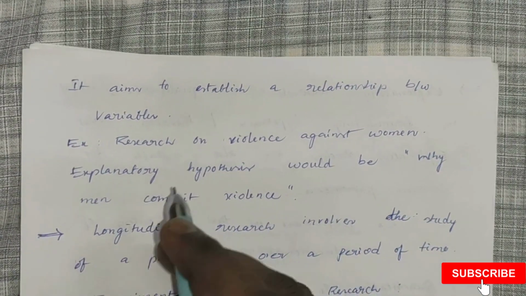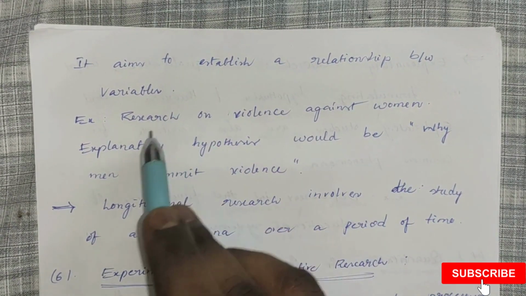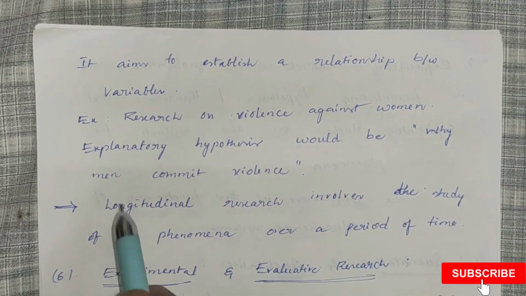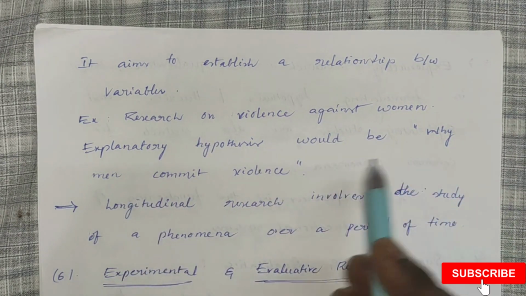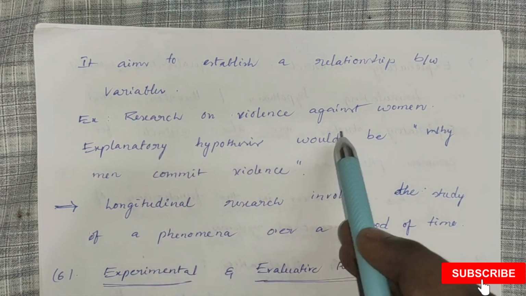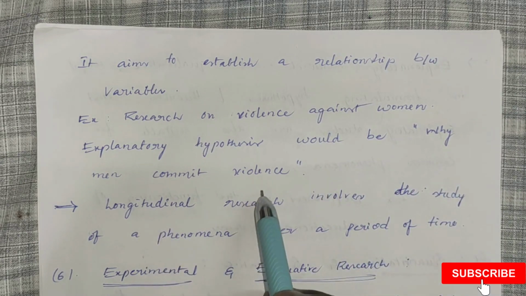It aims to establish a relationship between variables. Example, research on violence against women. An explanatory hypothesis would be why men commit violence. Actually, the research topic is research on violence against women.